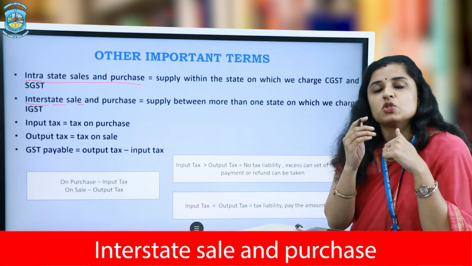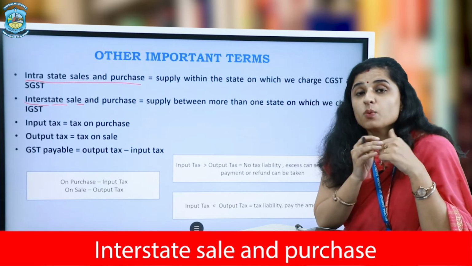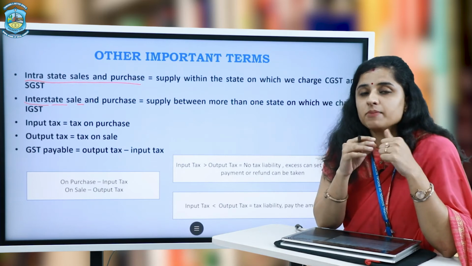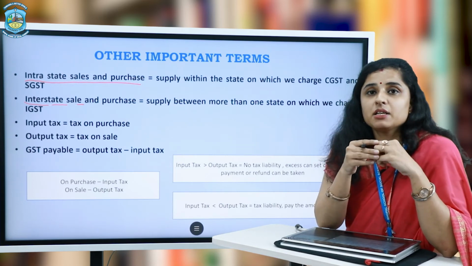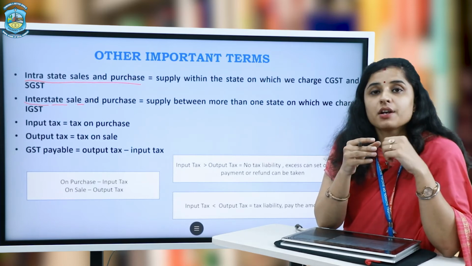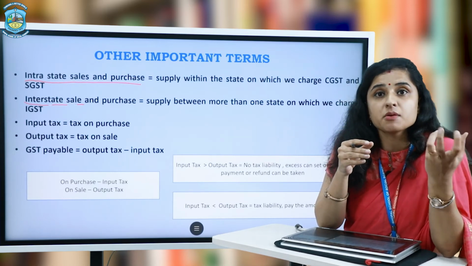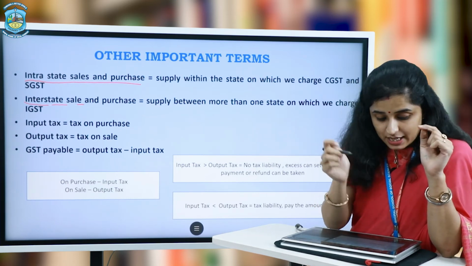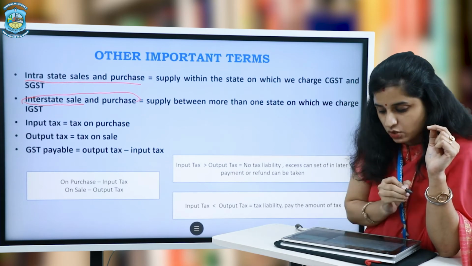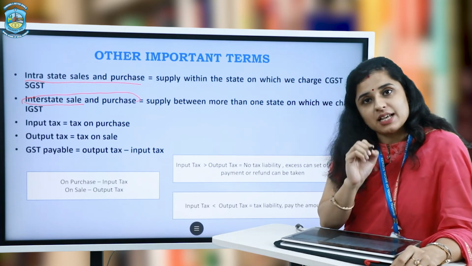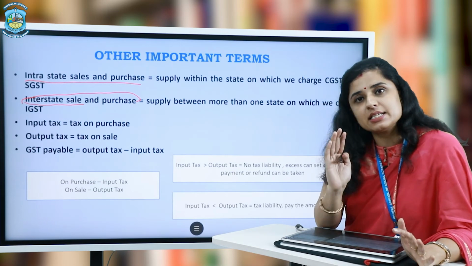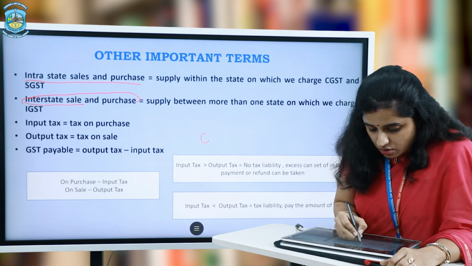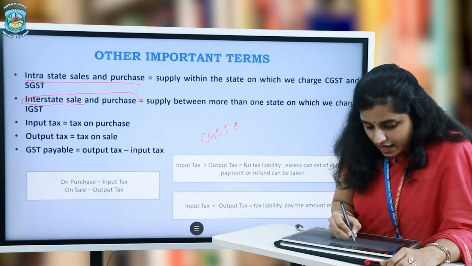Interstate sale and purchase means when the buyer and the seller belong to different states. For example, seller is in Madhya Pradesh, buyer is in Rajasthan, or seller is in Delhi, buyer is in Andaman and Nicobar. So they both belong to separate states or separate union territories. In this case, it is interstate sale and purchase. If a transaction is within the state, we charge tax called CGST and SGST.